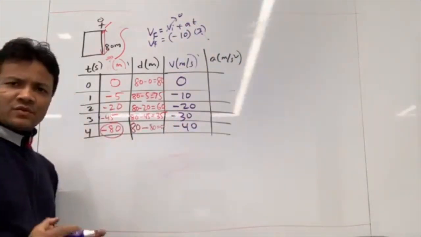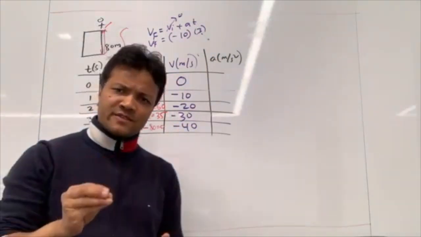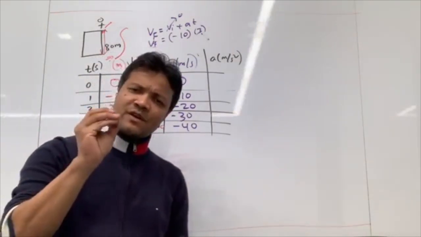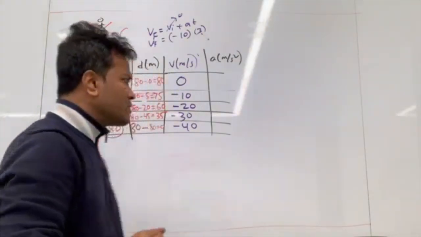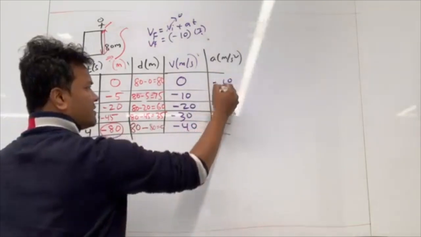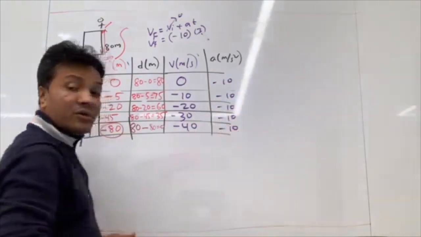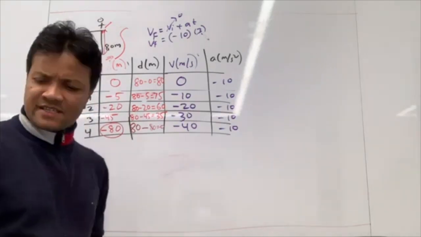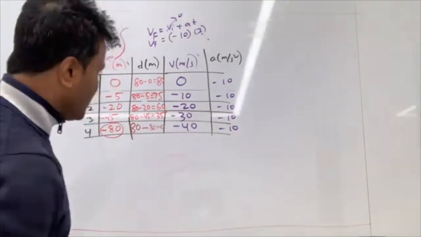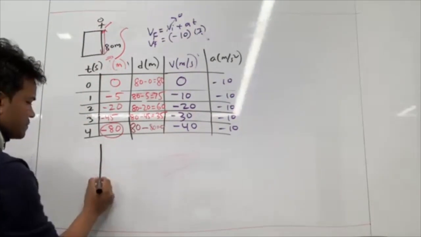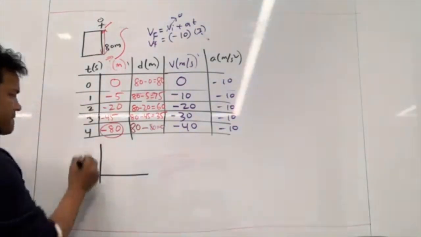Now, we're going to do the acceleration. Acceleration is constant. Acceleration due to gravity is constant. So you're going to write negative 10, negative 10, negative 10, negative 10, and negative 10. Now we are ready to draw the dt, vt, and at graphs. And let's see how that goes. So, this is our dt.